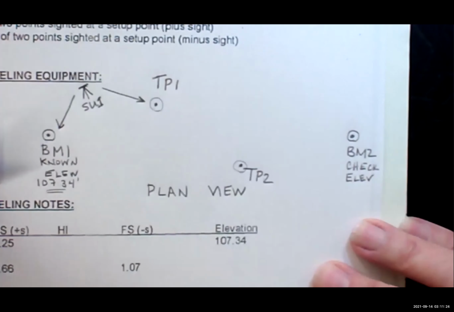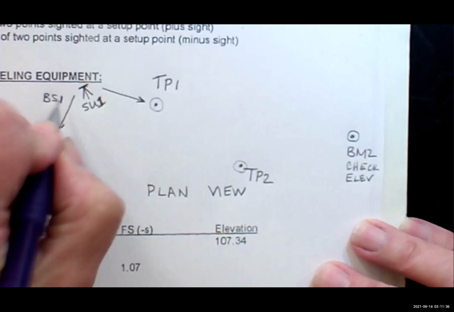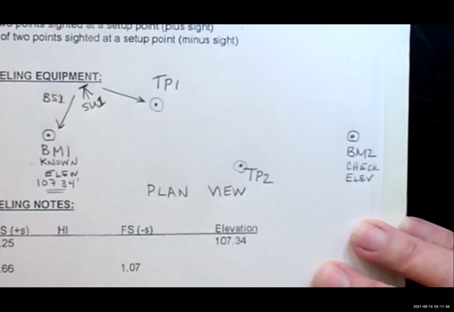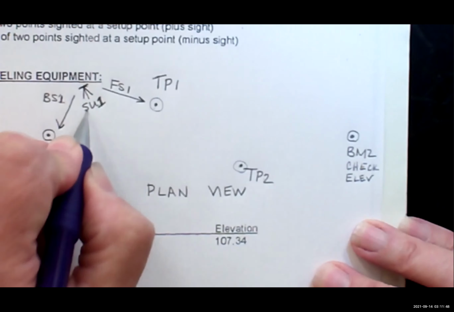Okay, and I know the elevation of this point, right? That's my known point of elevation. So here's my back sight, and I'm going to call it setup number 1. So this is my back sight 1. And then the next thing, what would I shoot next? Olivia, the foresight, right? Let's call it foresight 1 because it's still from setup 1.